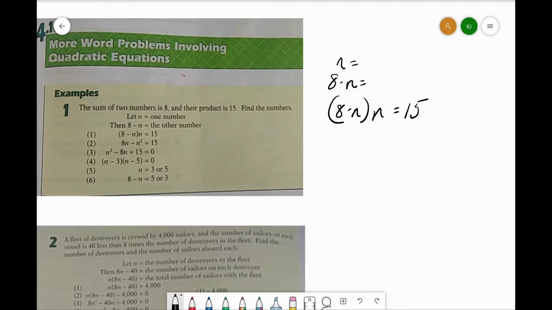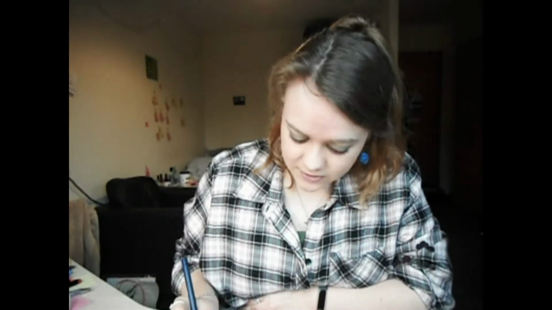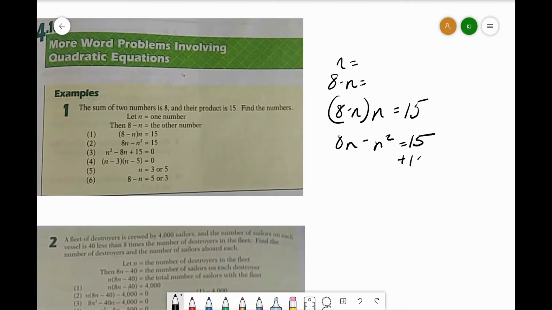So now the first thing we can do is multiply n into 8 minus n, which will give us 8n minus n squared equal to 15. And from here we can start to see the quadratic equation starting to form, and we're getting to a place where we're able to solve it. So now we're going to add 15 to both sides, and rearrange it so that it fits into our quadratic form. So n squared minus 8n plus 15 is equal to 0.